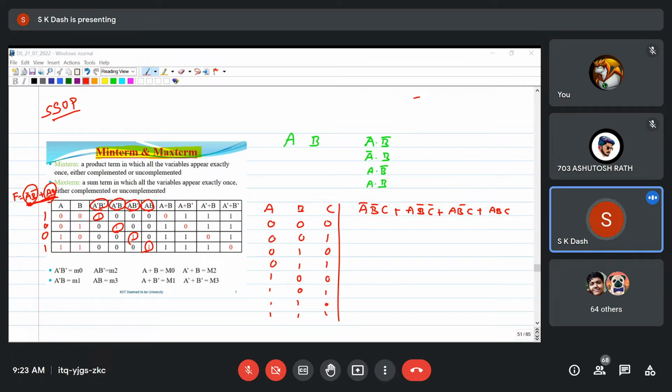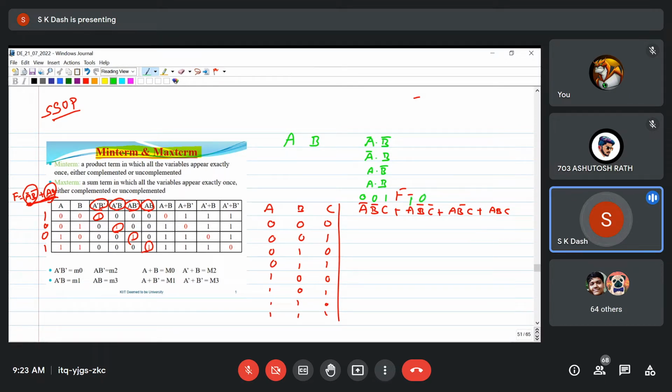Okay. So can you directly write this function f without solving anything? What will happen? I just need to check whether a bar is in complement form. So this value should be 0. B bar is in complement form, so this value should be 0. No complement, so this should be 1. A is not in complement, so A should be 1.